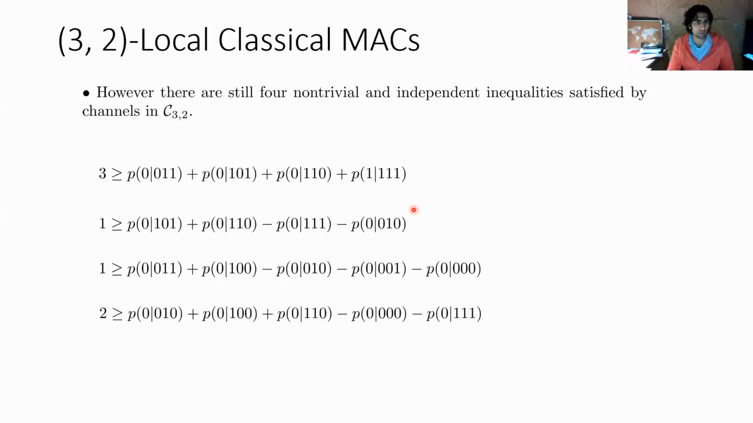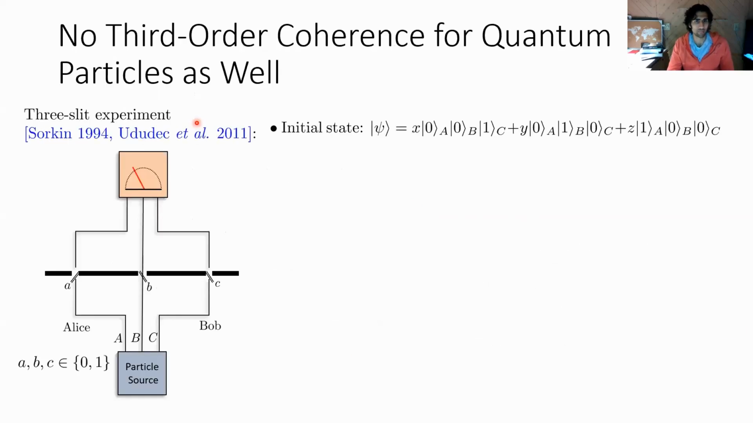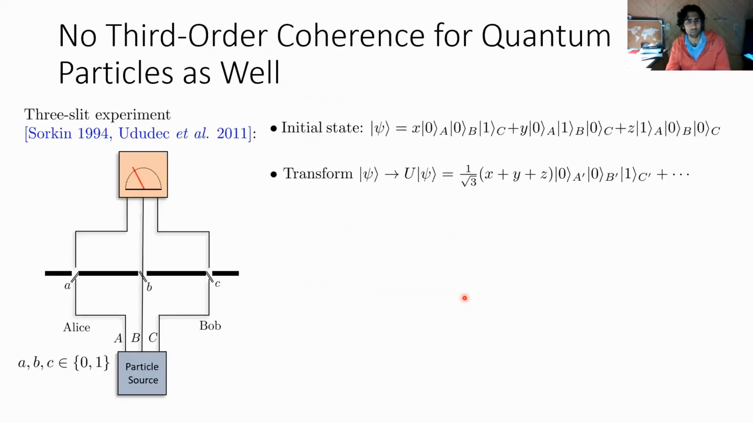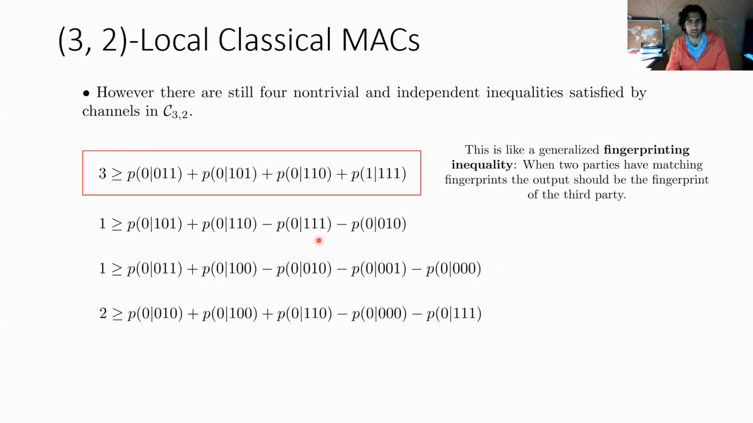Okay. So going back to where we stumbled upon this. This came from this polytope, this 3-2. And I told you that it's characterized by 1 equality and 4 inequalities. So if we're trying to find a quantum violation, we can't look at the equality, but we can look at the inequalities. And here are the 4 inequalities, and this is the one we're going to be interested in.